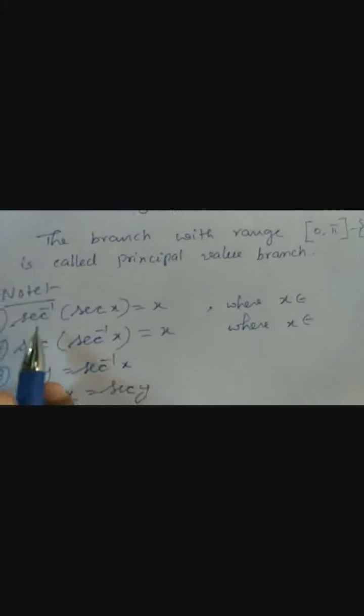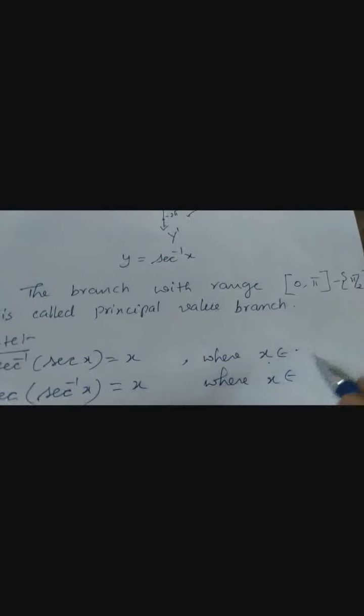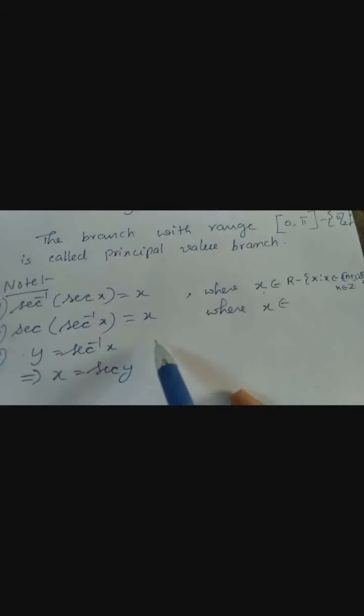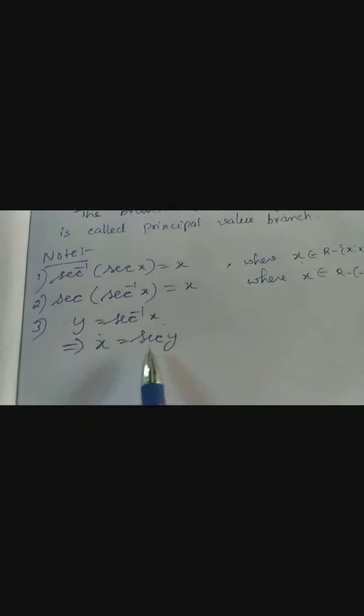Similar to previous cases, secant inverse of secant x is x, where x belongs to R minus the set of all x such that x is an odd multiple of 90 degrees. And secant of secant inverse x is x, where x belongs to R minus the open interval minus 1, 1. And y is equal to secant inverse x implies x is equal to secant y.